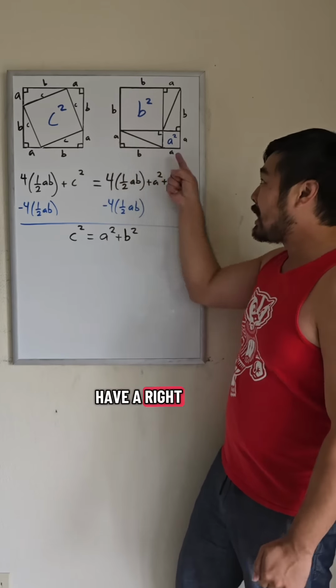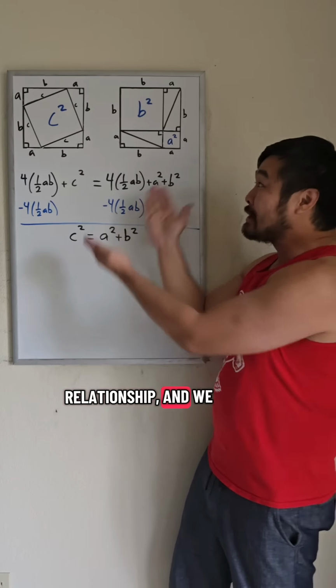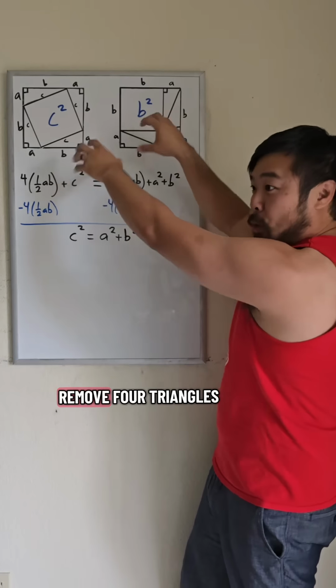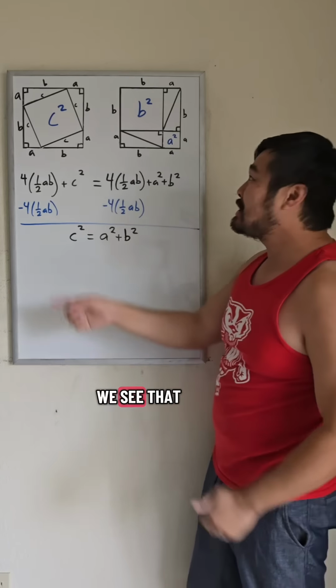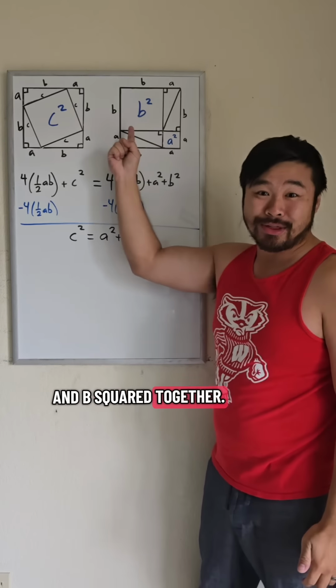So when we have a right triangle with legs a and b and hypotenuse c, we get this relationship. And we can physically see it over here. We have the same size squares, and when we remove 4 triangles from each of them, we see that the area of c squared equals the areas of a squared and b squared together.